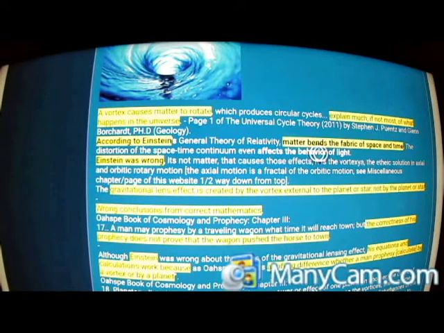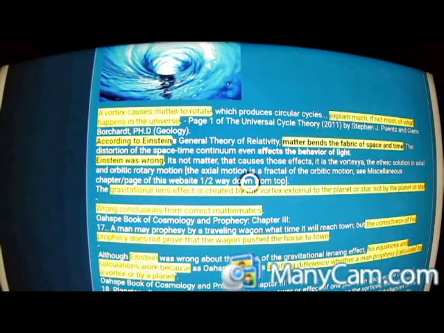Einstein was wrong. I know people aren't used to hearing that, but yes, according to me and according to Oahspe, Einstein was wrong. It's not matter that causes those effects. It is the vortexia, the etheric solution in axial and orbitic rotary motion. In brackets, I put the axial motion is a fractal of the orbitic motion. See miscellaneous chapter page of this website, halfway down from top.